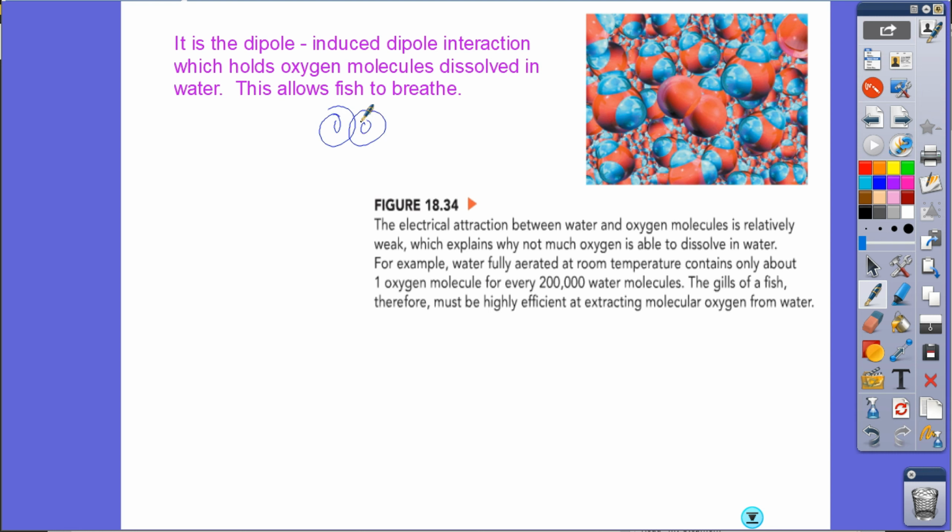O2. When a fish breathes, it doesn't take the oxygen out of the water molecule. It's not breaking apart the bonds in a water molecule. That's not the oxygen that the fish breathes. The fish breathes oxygen molecules that have become trapped in the water because of this induced dipole interaction. And I think that's it.